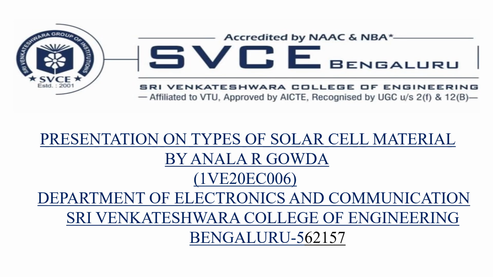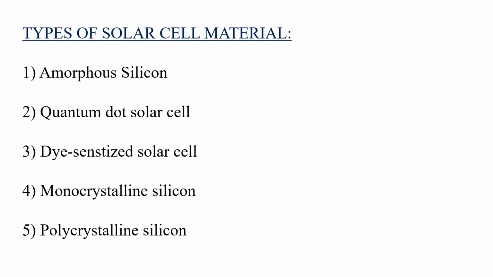Today I am going to give a presentation on types of solar cell material. So these are the five types of solar cell material. First one is amorphous silicon, second one is quantum dot solar cell, third one is dye sensitized solar cell, fourth one is monocrystalline silicon, and fifth one is polycrystalline silicon. First we will go to the amorphous silicon.